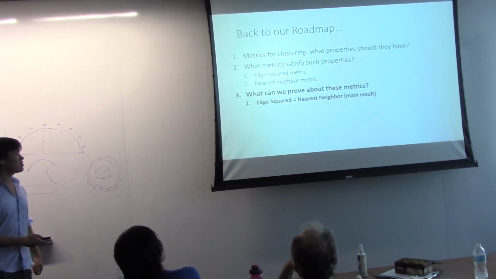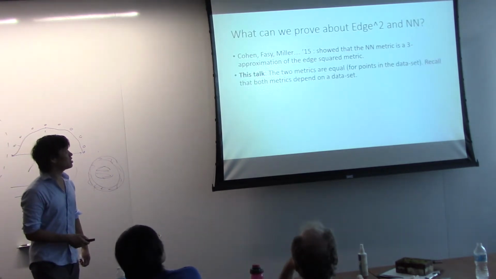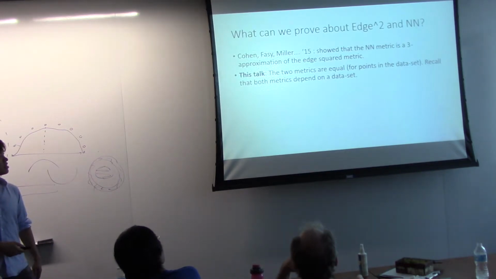So great, we'll just move on to the proofs now, which is what we can prove about the edge squared metric. Previous work showed that the nearest neighbor was a 3 approximation of the edge squared metric.